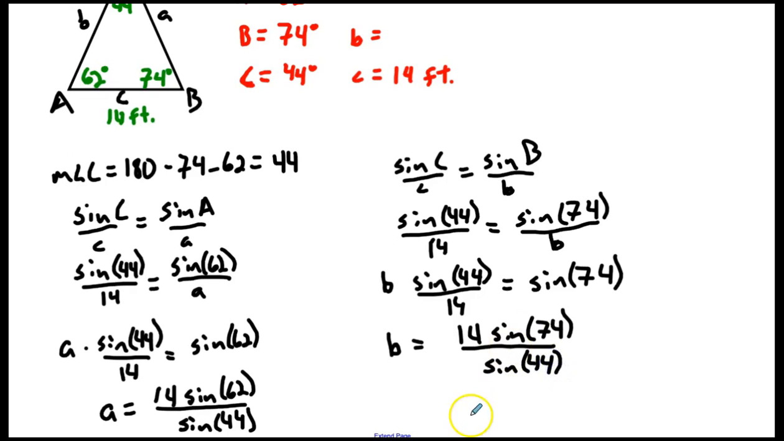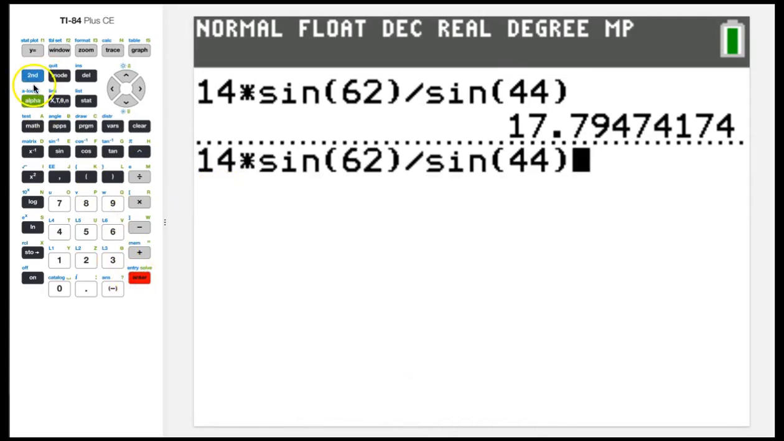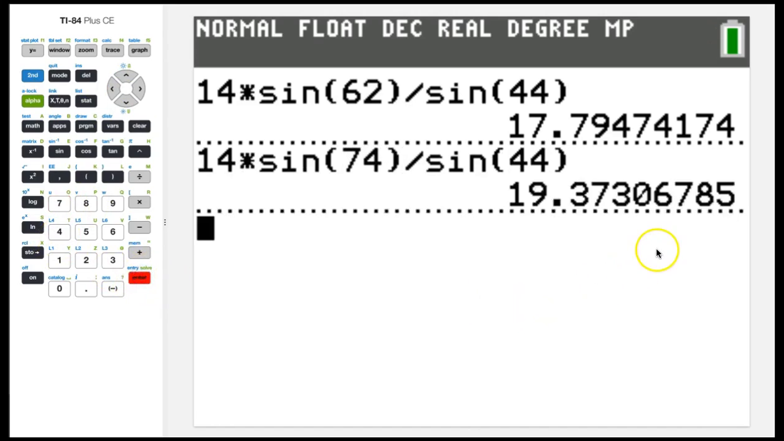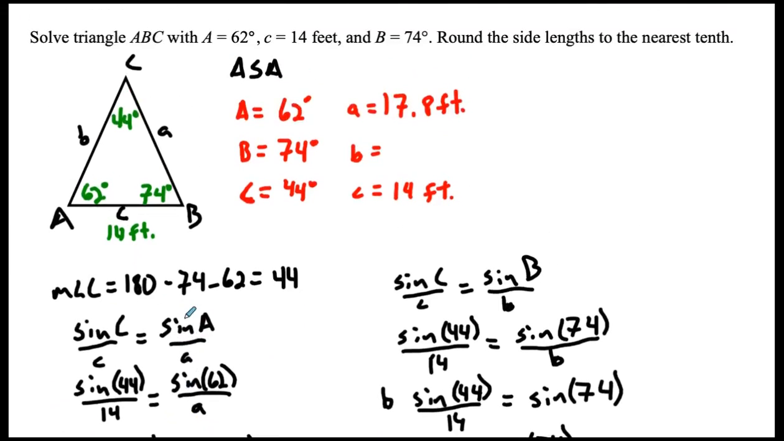And again, we'll just type that in the calculator. Since this is almost the same thing, I can do second entry and just go over and change this to 74. And we get that side B, if we round this to the nearest tenth, is 19.4. And we have solved the triangle.